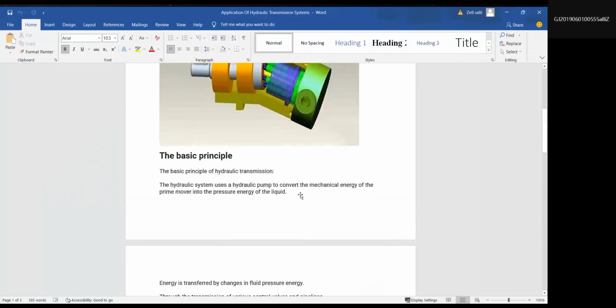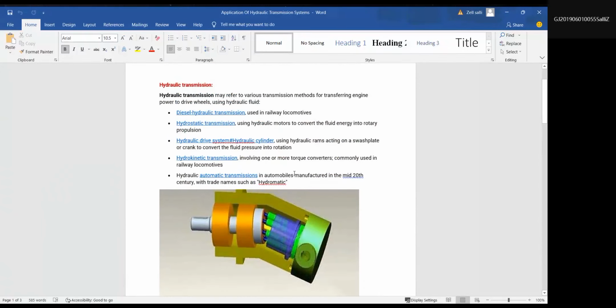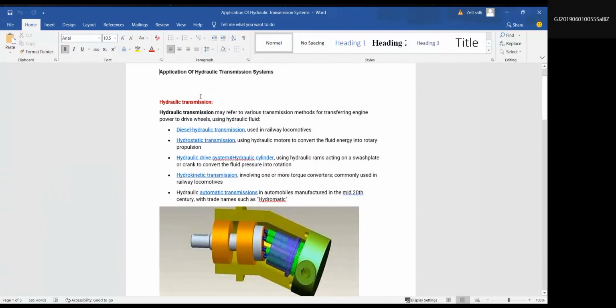So it is simply the use of fluids, which can be oil, hydraulic oil, or other hydraulic fluids, to produce mechanical energy. So when we look at the hydraulic transmission system, it can be used in many fields. Examples of fields it can be used in is the diesel hydraulic transmission, which is mostly used in cars.